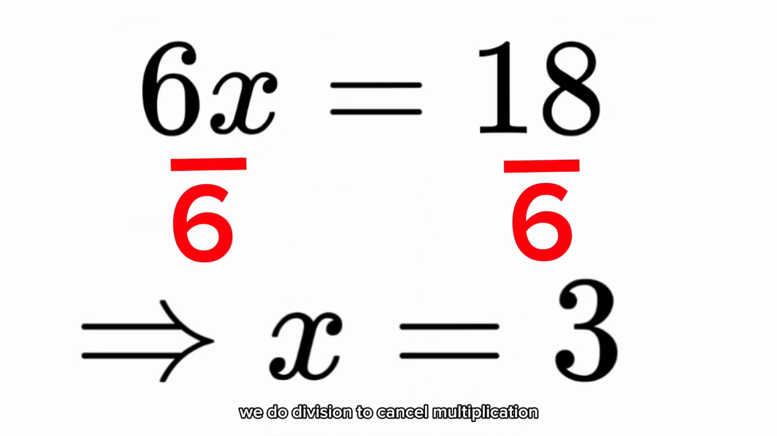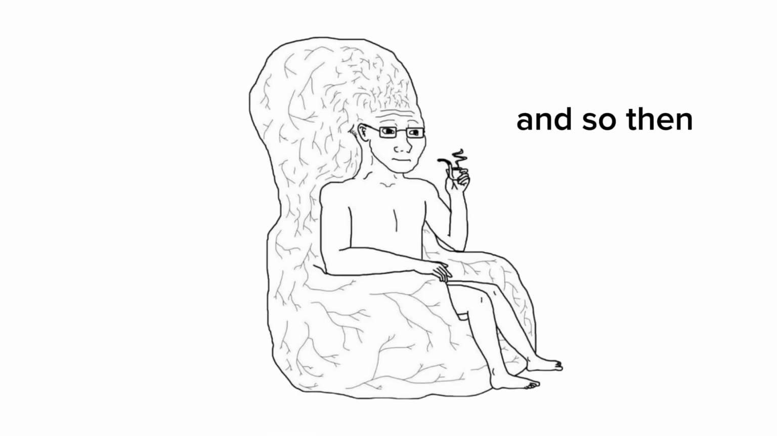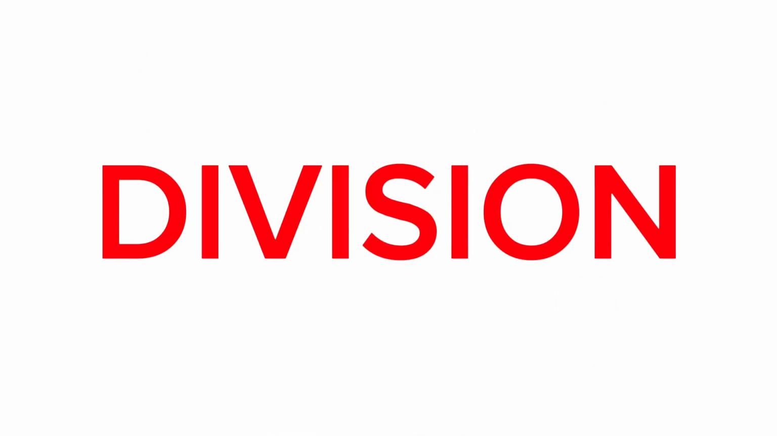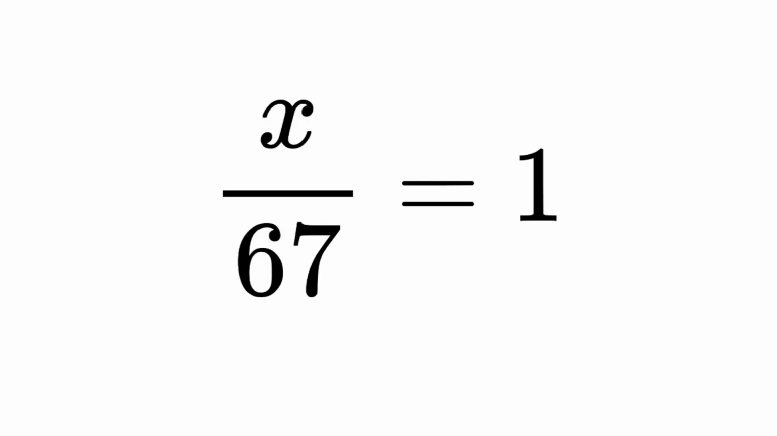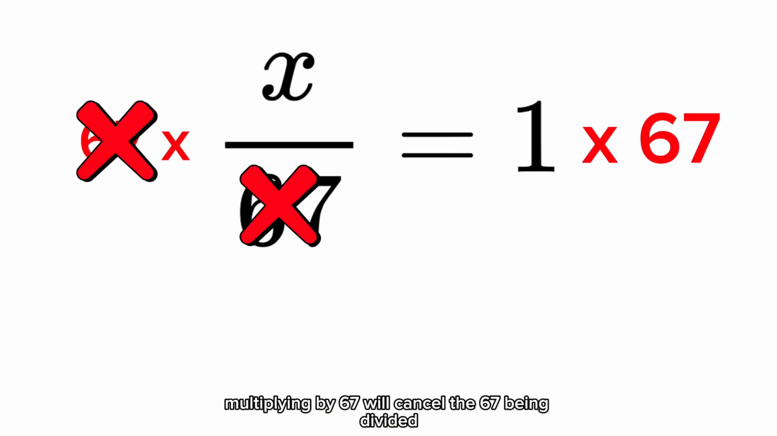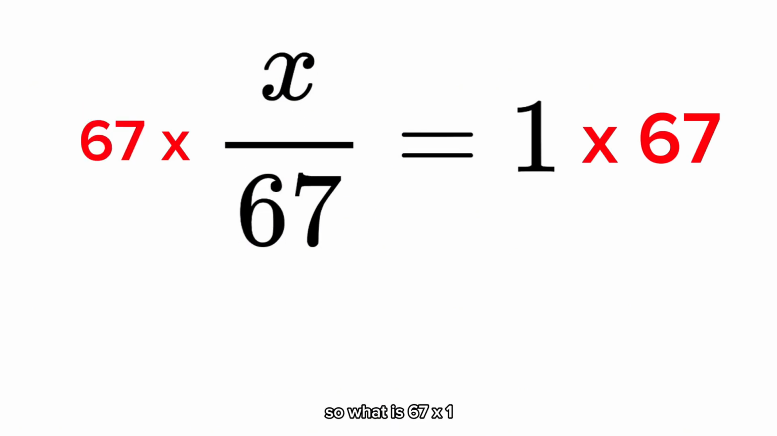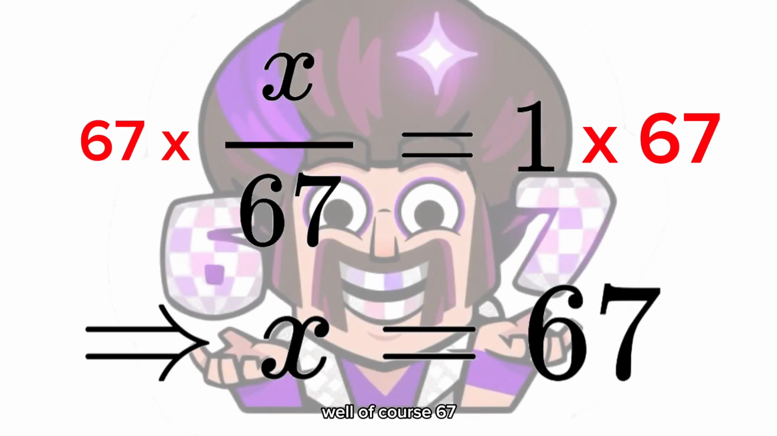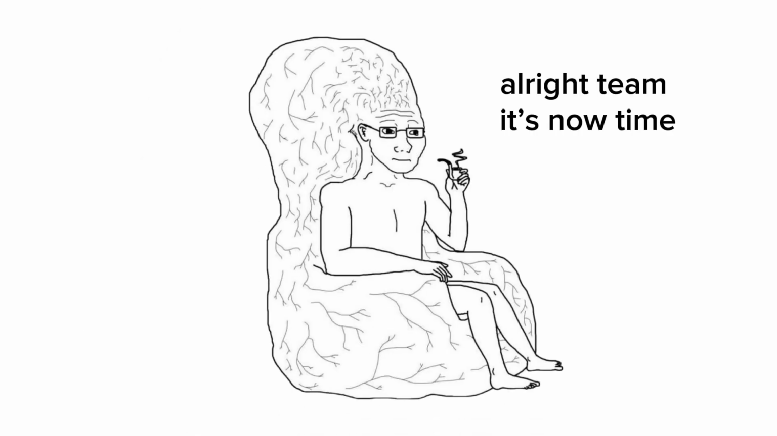We do division to cancel multiplication, and so then, if x has division on it, it's the other way round, and we therefore do multiplication. Like here, x divided by 67 equals 1. Multiplying by 67 will cancel the 67 being divided. So what is 67 times 1? Well, of course, 67.